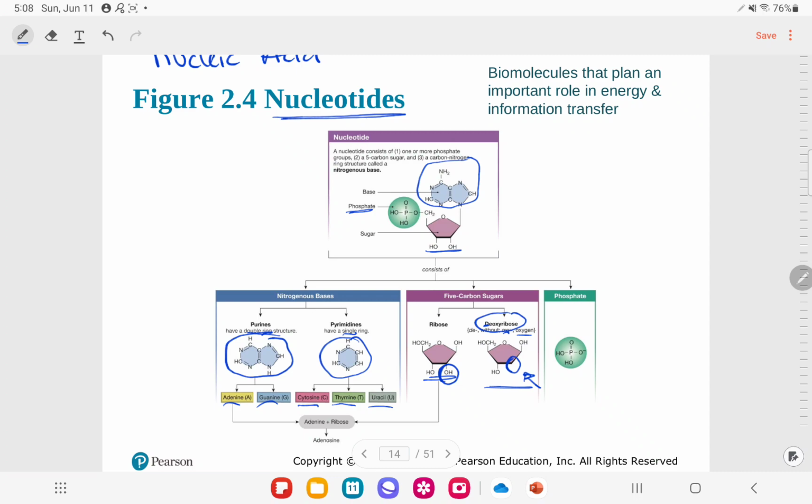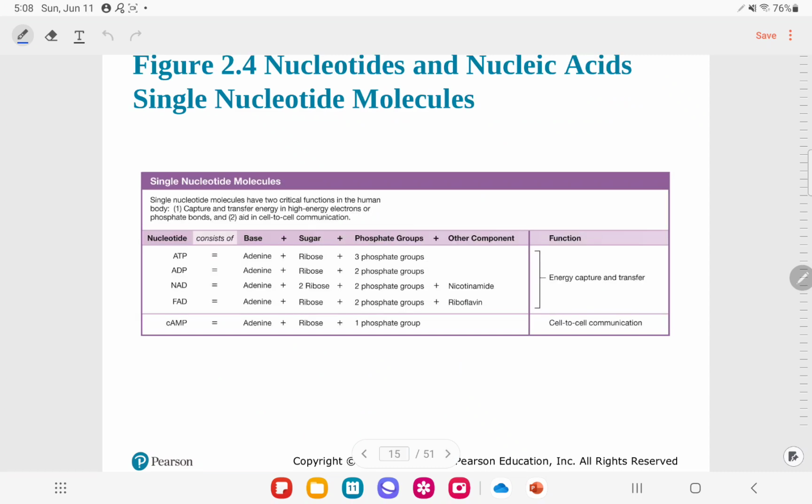So again, these nucleotides are going to contain a nitrogenous base. They're going to contain a 5-carbon sugar, and they're also going to contain that phosphate group. It could be 1 to 3, basically. Okay. And remember I said 1 to 3.